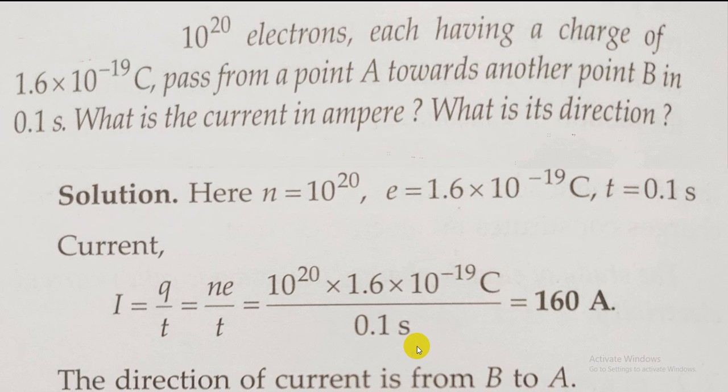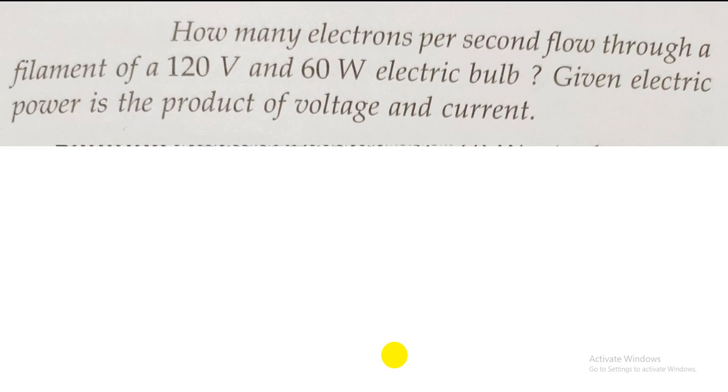160 amperes, 160 amperes. And naturally, as the electrons are moving from A to B, the direction of the current will be from B to A. I hope this is clear. We quickly move to the next one.